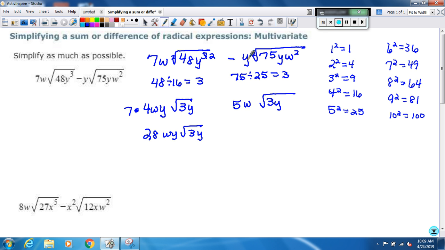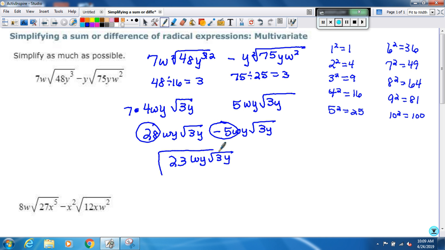Now you also had a y in the front originally, so you've got to put that in the front, and there was a negative sign. So that's going to become a negative 5wy times the square root of 3y. So now you just total up your wy square roots of 3y. So you're just dealing with the numbers, the coefficients in the very front. So 28 take away 5 is 23. And that one's finished.